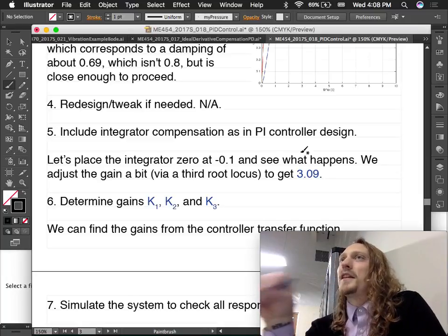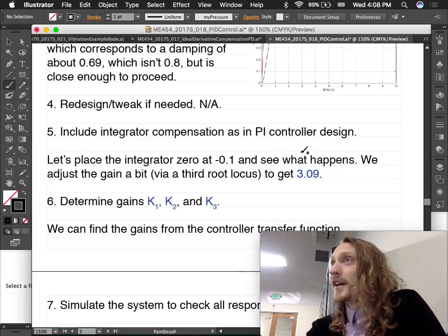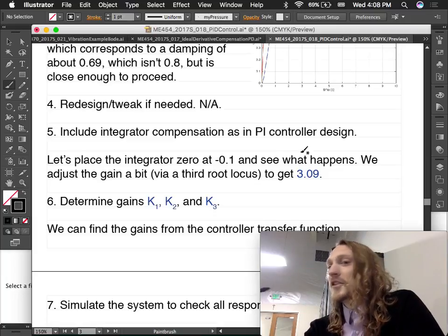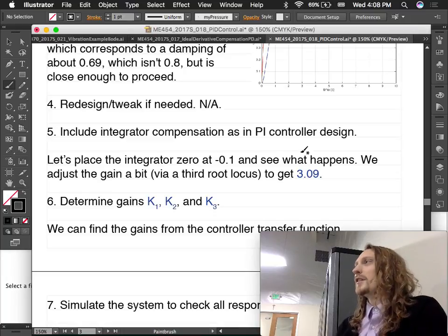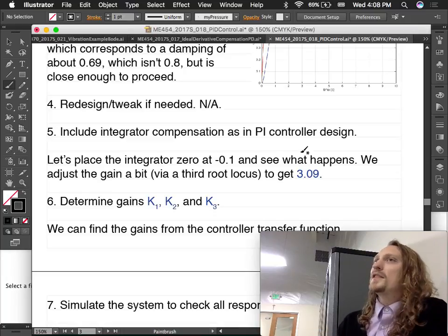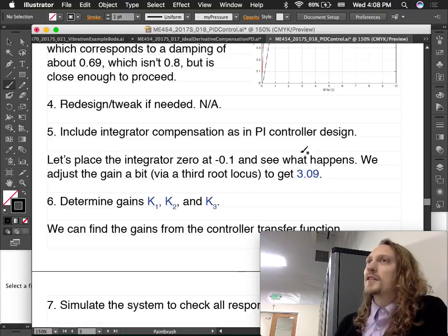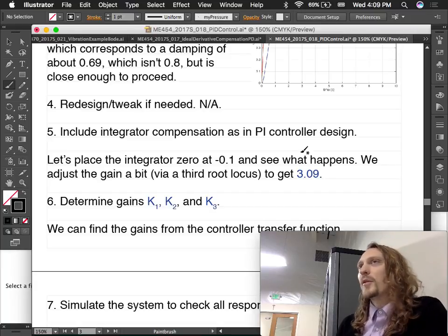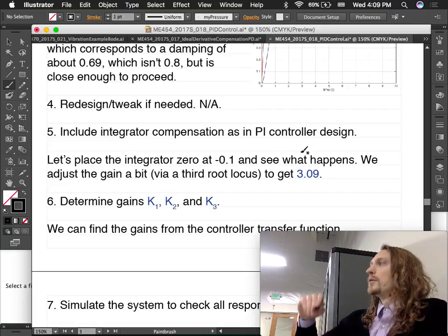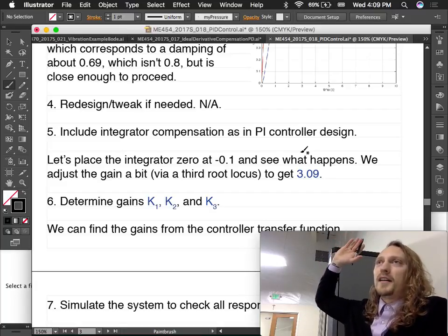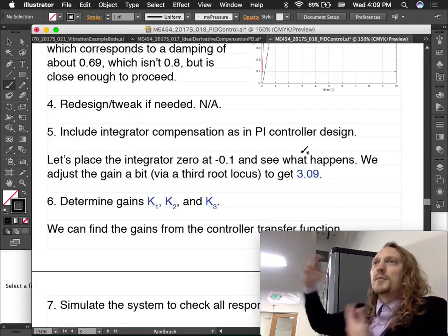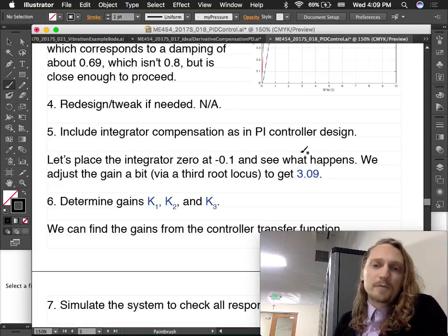Remember, the closer you get to the axis, the slower your transient is going to get, because you're going to end up with a closed-loop pole that's close to the axis. So the further to the left you put that zero, the faster it'll respond. But you're also going to affect the transient response more and more. So you're no longer going to have your root locus going through the test point anymore, which might be fine. But there's some trade-off there.